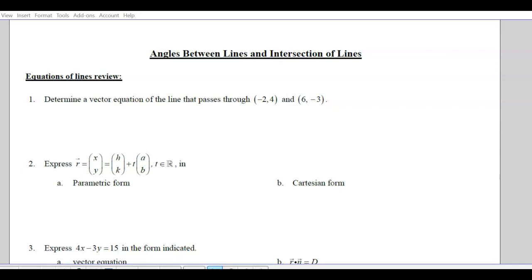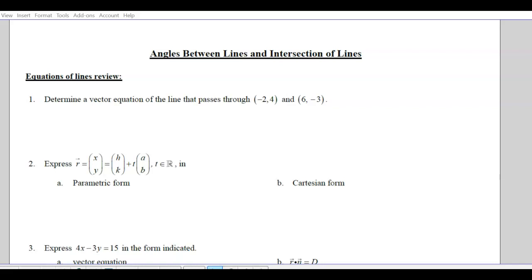Okay, so today we're going to calculate angles between lines and intersection of lines given in parametric or vector form. So we're just going to review coming up with equations of lines from the other day. So first one, determine a vector equation of the line that passes through those 2 points.